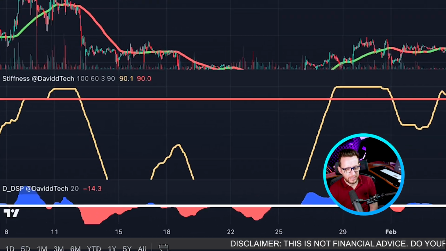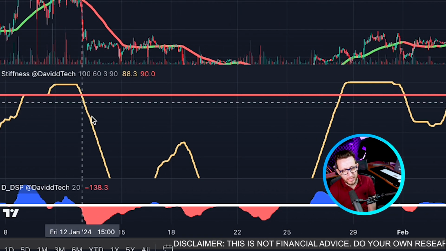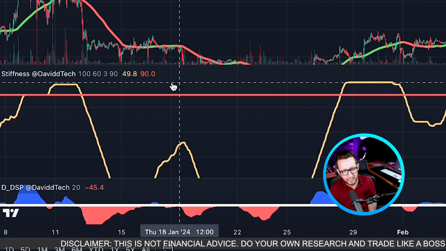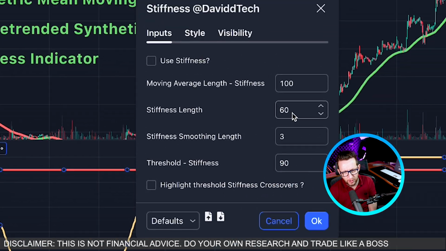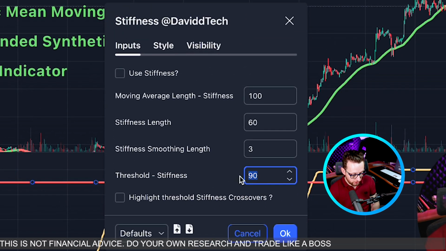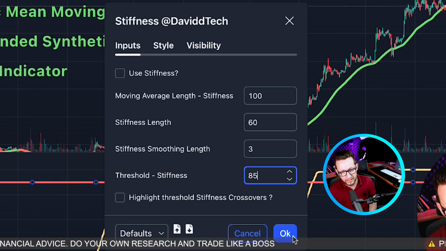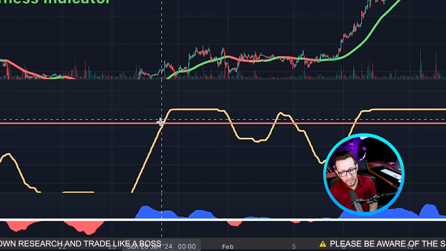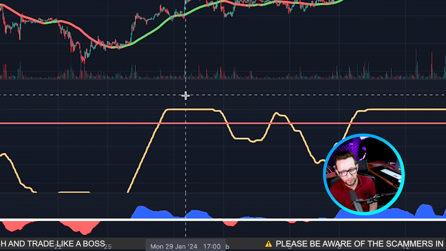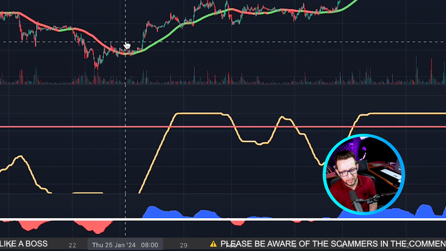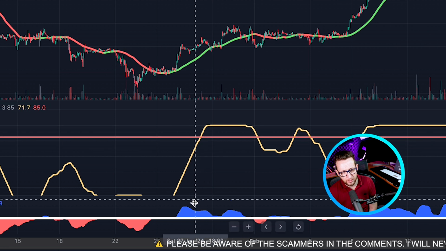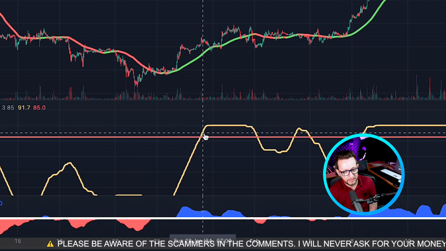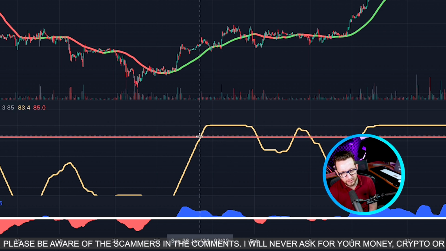So the stiffness indicator has two lines. We have a yellow line and a red line. This red line is set at 90. I'm actually going to set it to 85. So I go here and then change the threshold to 85 like this, which makes it a little less strict. The stiffness, which is the yellow line, has to be above the red line, the threshold, for us to take any trades whatsoever. So we're looking to be in the green. We're looking for a crossover here, and then we're expecting the stiffness line to be above, just like this.